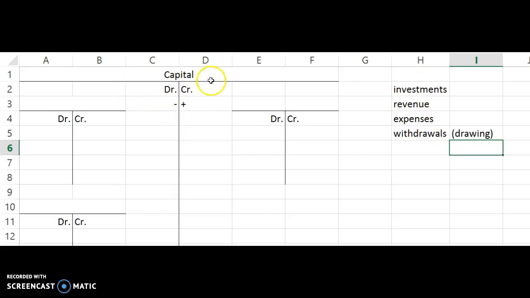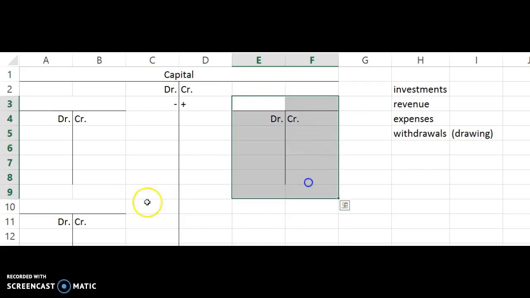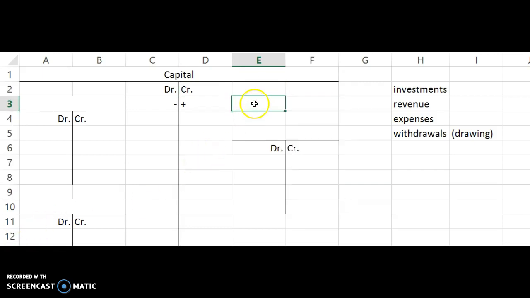So think of the capital: investments increase the capital. Actually, I'm going to move this down. Anytime the owner invests money, you're going to put that right into the capital. Otherwise, you're going to use these temporary T accounts for revenue, expenses, and withdrawals.